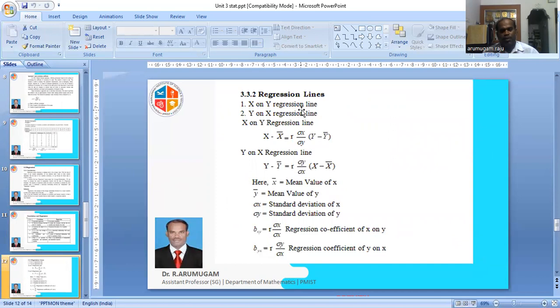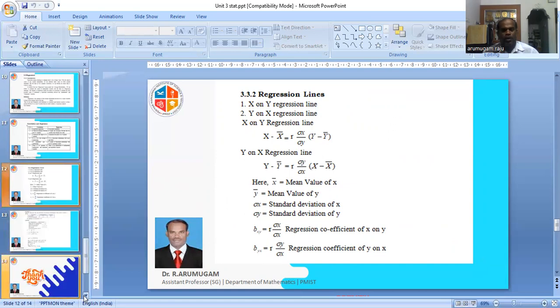The next concept is the regression line. To find the regression line or regression equation, x on y and y on x, we have some formulas. The general formula is x minus x bar equals r into sigma x divided by sigma y into y minus y bar. Similarly, the regression equation y on x: y minus y bar equals r into sigma y divided by sigma x into x minus x bar.